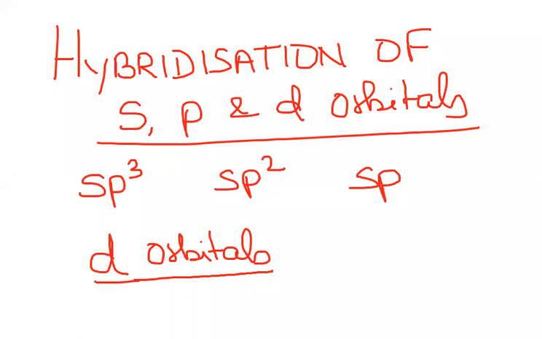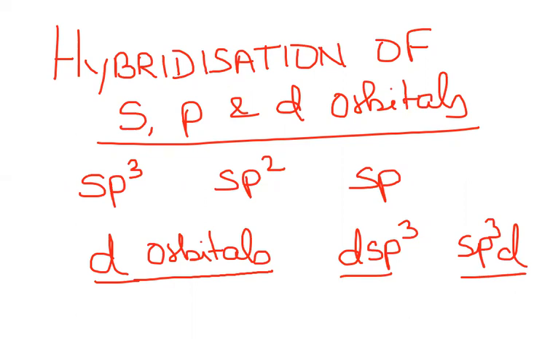But if you look at it closely, sometimes it is given as dsp3 or sp3d. Does it mean the same? No, it does not mean the same. Whether the d orbitals are written before the sp3 hybridization or after it tells you which d orbitals got involved in the hybridization state.